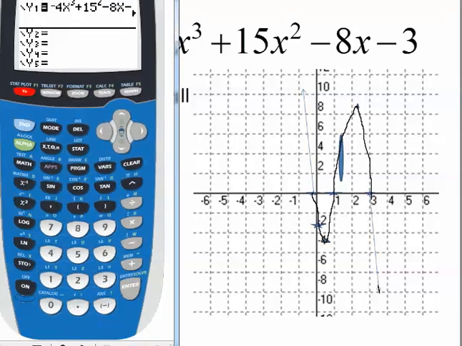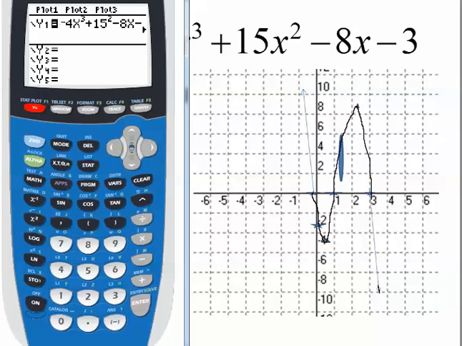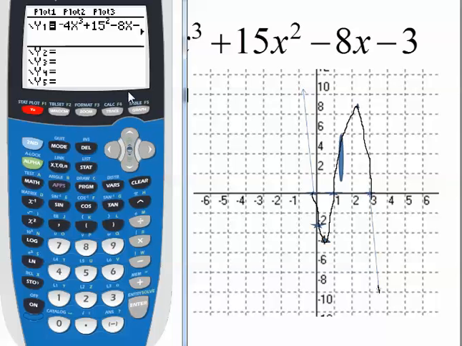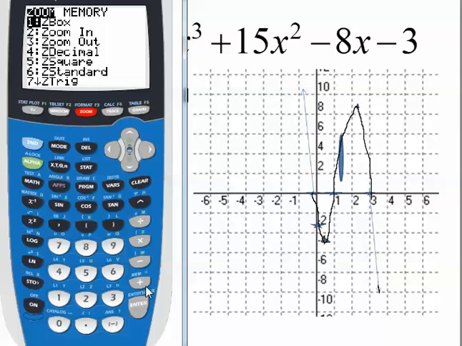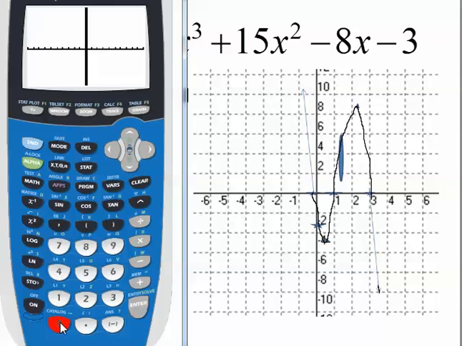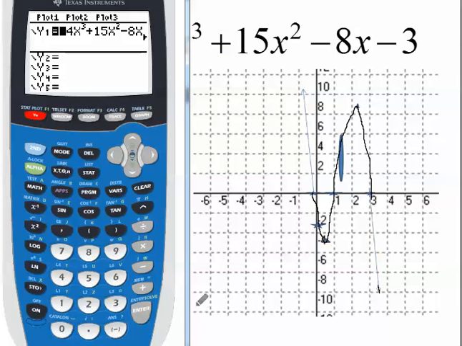Hang on. Negative 4x cubed plus 15x squared minus 8x minus 3. Try that graph again. Zoom 0 is for fit. Okay, it helps if you'd keyed the equation in correctly. It's minus 4x cubed plus 15x squared minus 8x minus 3. And I had left the x out of it, so I wasn't getting it keyed in quite correctly. I apologize about that. I had to stop the video so I could check my math there.